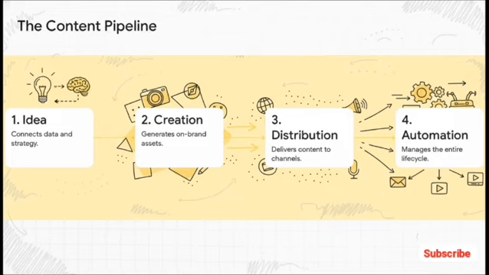And this is what that process looks like from start to finish, the content pipeline. It kicks off with an idea, which is tied to your strategy. Then it moves into creation, where it actually makes the stuff you need. It can even help with distribution. And that automation layer is what manages the whole thing, getting rid of all those boring manual steps.